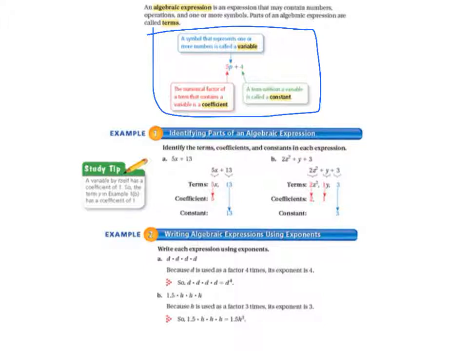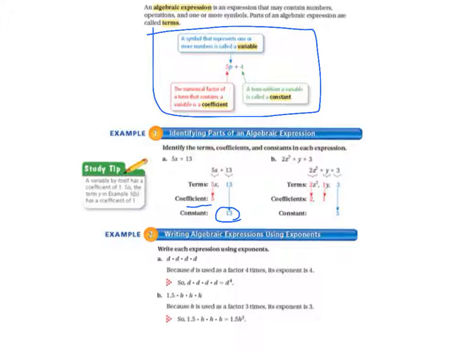Now let's look at example 1, identifying parts of an algebraic expression. We'll start by looking at the study tip. A variable by itself has a coefficient of 1. So the term y in example 1b has a coefficient of 1. So let's start by looking at 1a, 5x plus 13. So the terms are 5x and 13. So those are the parts of the expression. So the coefficient, the number next to the variable, is 5. And the constant is 13. So that's a number that doesn't change. That's what constant means. It never changes. It's always going to be 13.